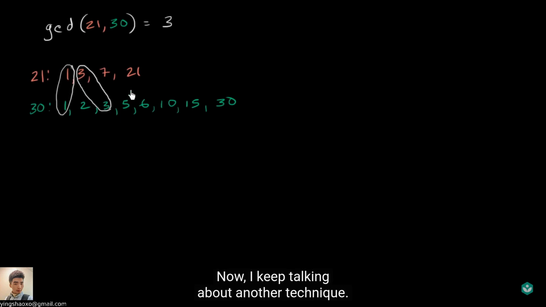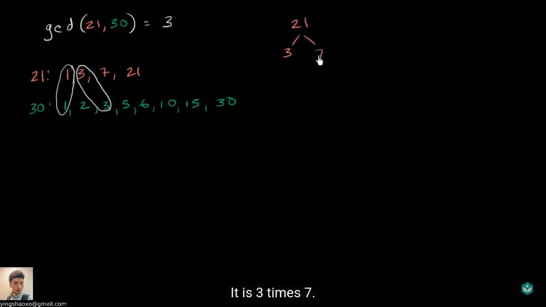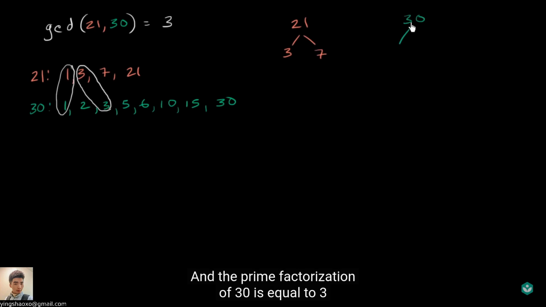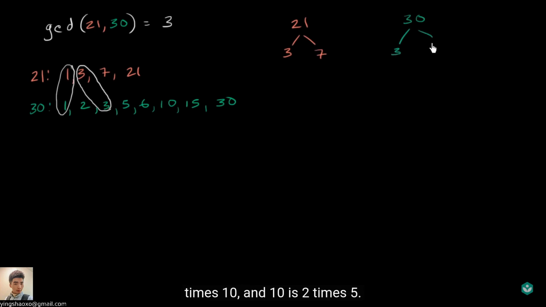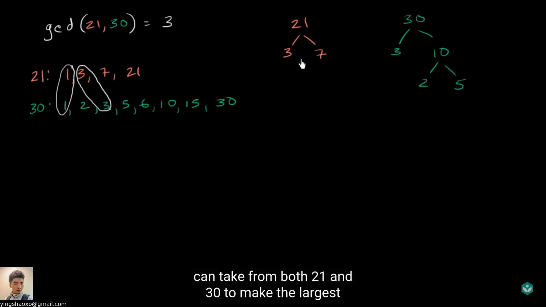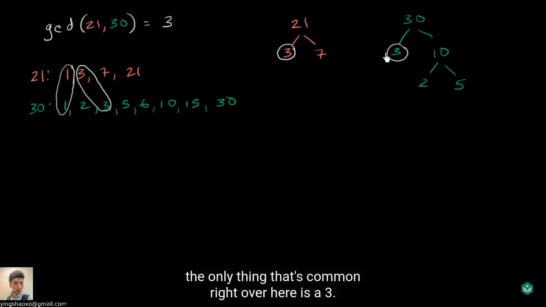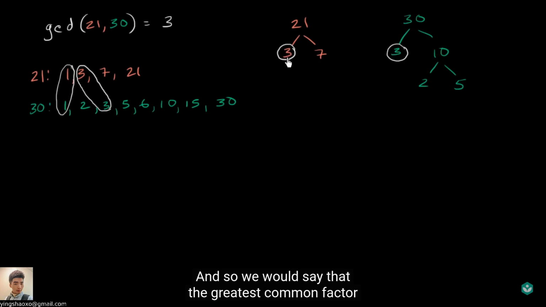Now, I keep talking about the other technique, and that involves the prime factorization. The prime factorization of 21 is 3 times 7, and the prime factorization of 30 is 3 times 10, and 10 is 2 times 5. So what are the most factors that we can take from both 21 and 30 to make the largest number? When you look at the prime factorization, the only thing that's common is 3. So we would say that the greatest common factor of 21 and 30 is 3. If you saw nothing in common here, then you would say the greatest common factor is 1. Let me give you another interesting example.